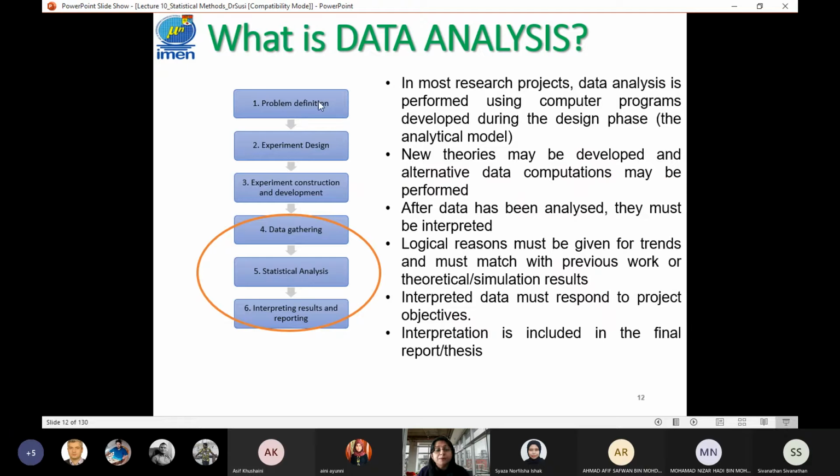Okay, so you have your problem definition, problem statement, and then you decide on what experiment you want to do, simulation based, experimental based, or both. Then you construct your experiment based on design of experiment or so forth, and then you start gathering your data, and then you need to do statistical analysis, and then you interpret the results, whether your problem or your hypothesis is correct or wrong, or whether the problem statement that you gave was solved because of your experimental work. All right, so you interpret and you report out.